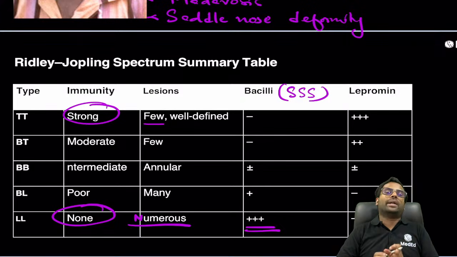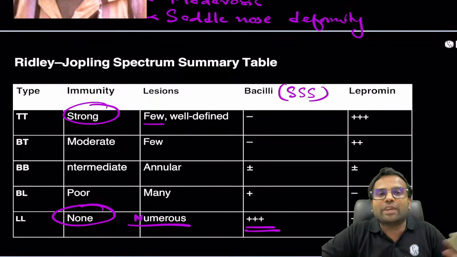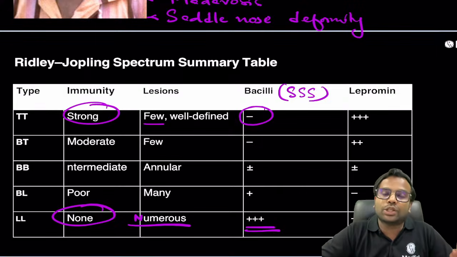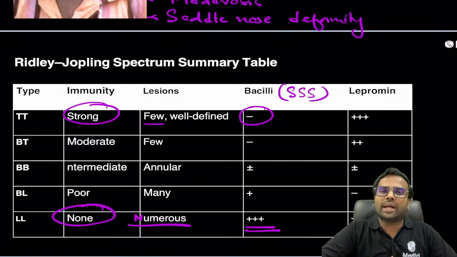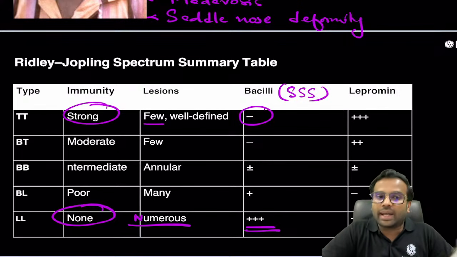And where will you find minimal bacterial load? Minimal मतलब negative कहाँ पे होगा? Most commonly, negative will be seen in tuberculoid type. In BT type also it may be negative, can be positive as well, but negative for sure in tuberculoid type.